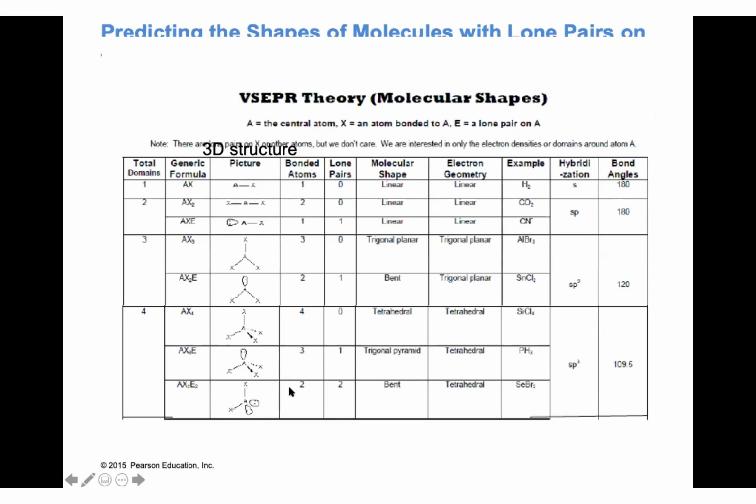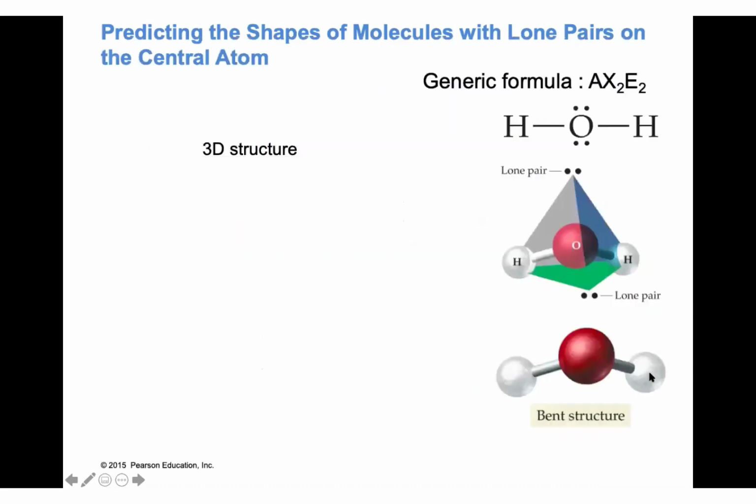There are two bonds around it. There are two lone pairs. The molecular shape is bent. Electron geometry is tetrahedral. That's the example. You can do it. And the bond angle is 109.5.